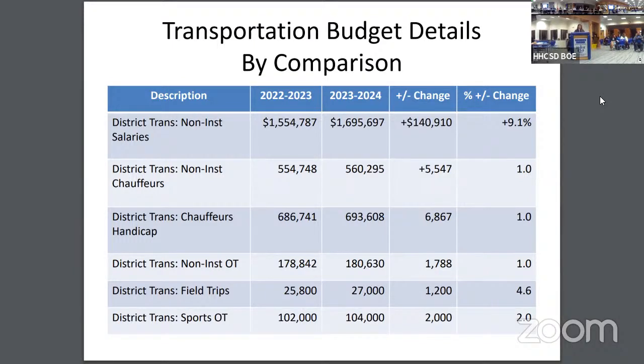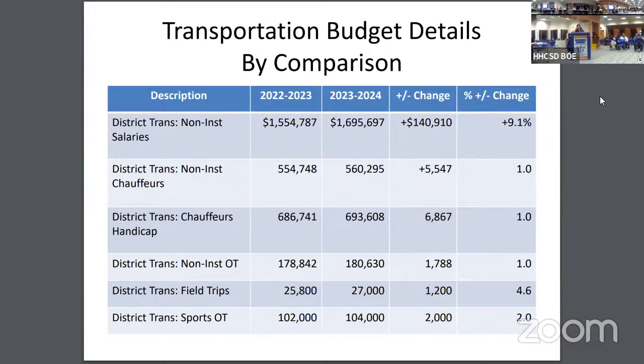My non-instructional chauffeurs line, that's an increase of $55,47. That's a 1% increase, and that covers their raise based on the CSEA contract. My chauffeurs in the handicap line also, that's an increase of $6,867, also a 1% increase. Non-instructional overtime, that's $1,788, also 1%.